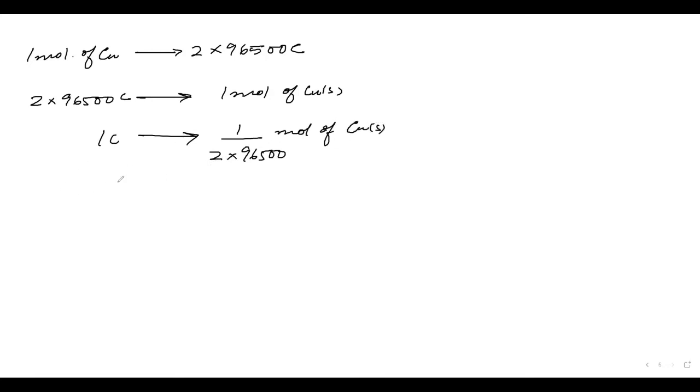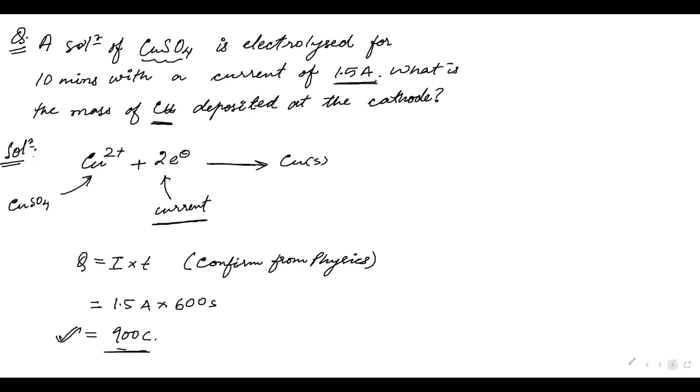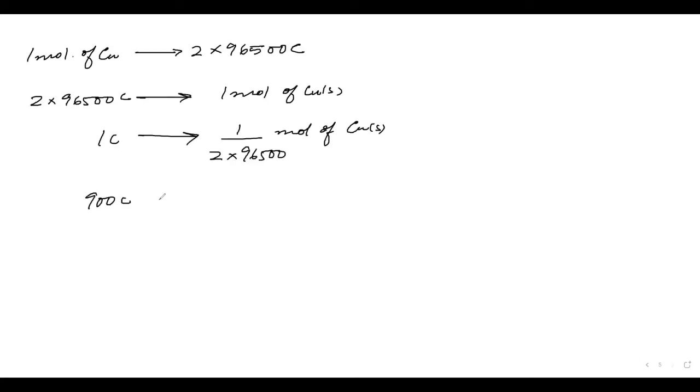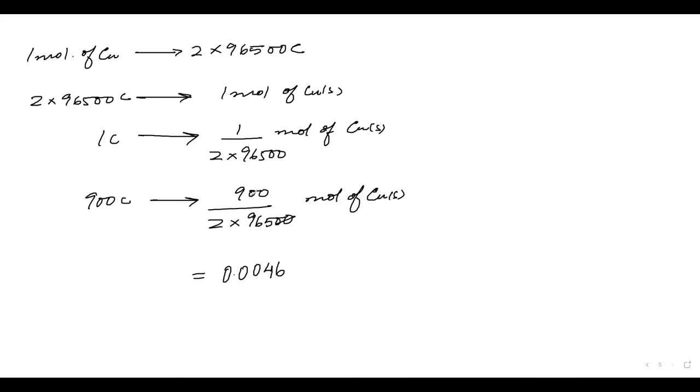No, sir. Now, how much charge do we have? We have just 900 coulombs. So just the unitary method: if we have 900 coulombs, we will get 900 divided by 2 into 96500 mole of copper solid. You got the answer as 0.0046, approximately this much only. So this will be the number of moles.